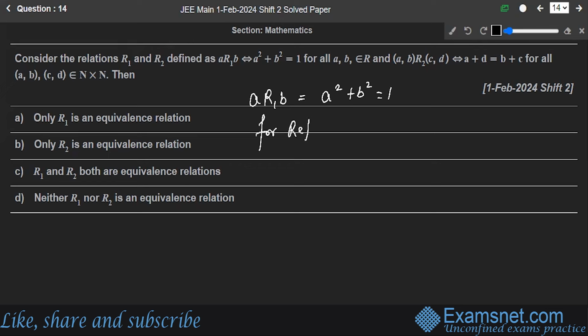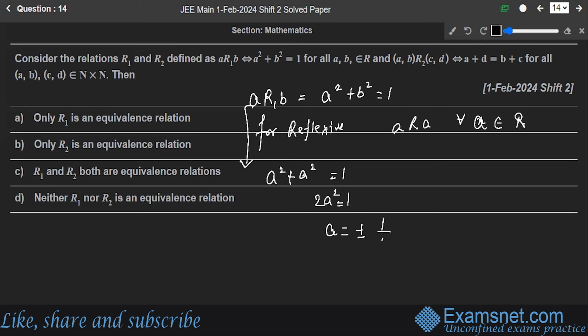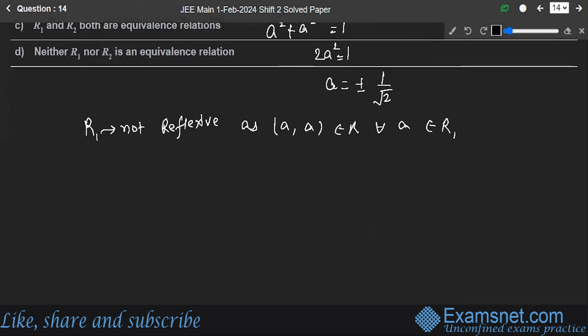Now, for reflexive, any A, we need A R A for all A belonging to R. So that means here, for the reflexive, you will have A square plus A square is equal to 1, 2A square is equal to 1, or A will be equal to plus minus 1 by root 2. So that means R1 is not reflexive, as (A, A) does not belong to the relation R1 for all A belonging to R. Okay. Now let's consider your R2 relation.